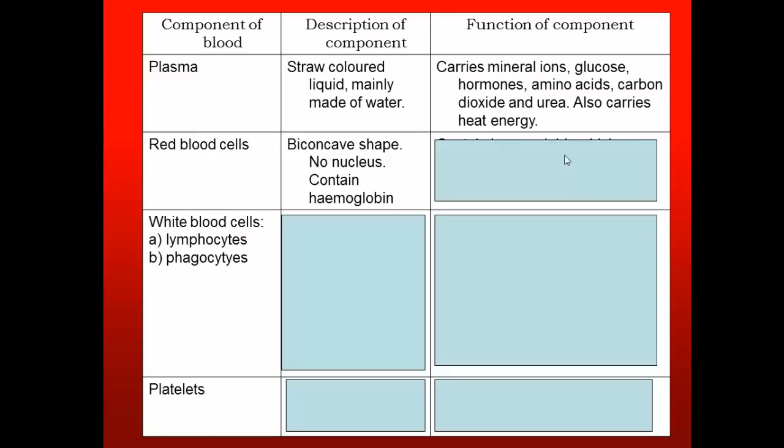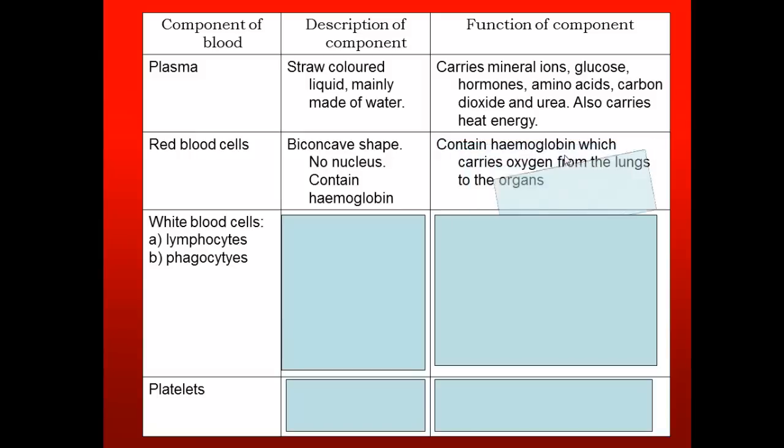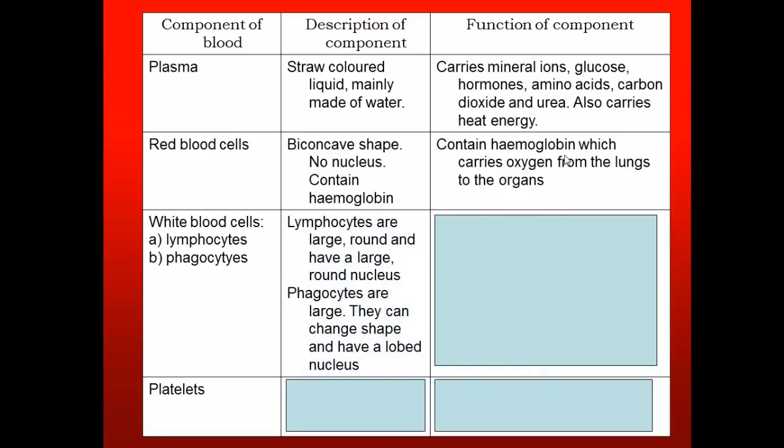Actually, they are made with a nucleus, just as these red blood cells, which are made in the bone marrow, mature. They lose the nucleus that they were made with when they started off in life. And they contain hemoglobin, and their function is to contain that hemoglobin, which itself will carry oxygen from the lungs to the organs. Our white blood cells.